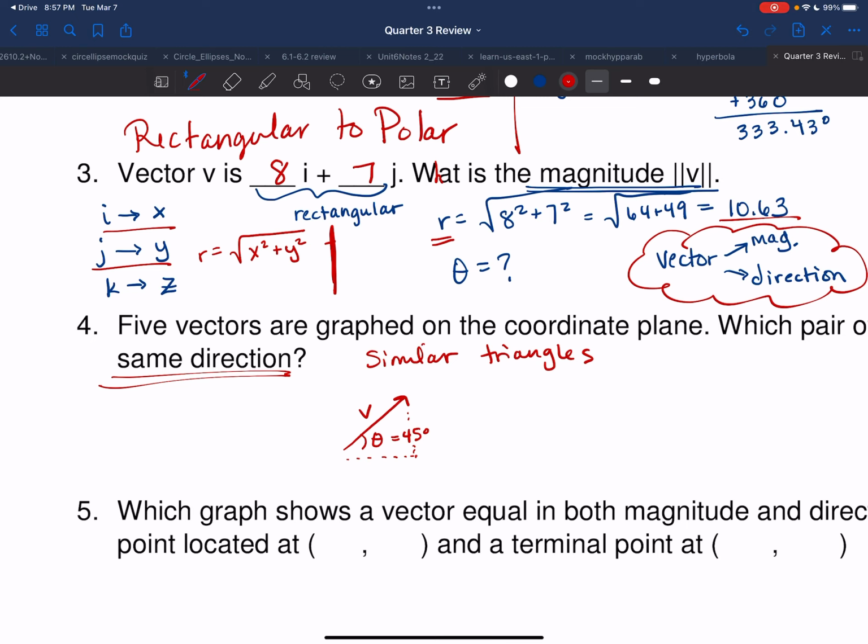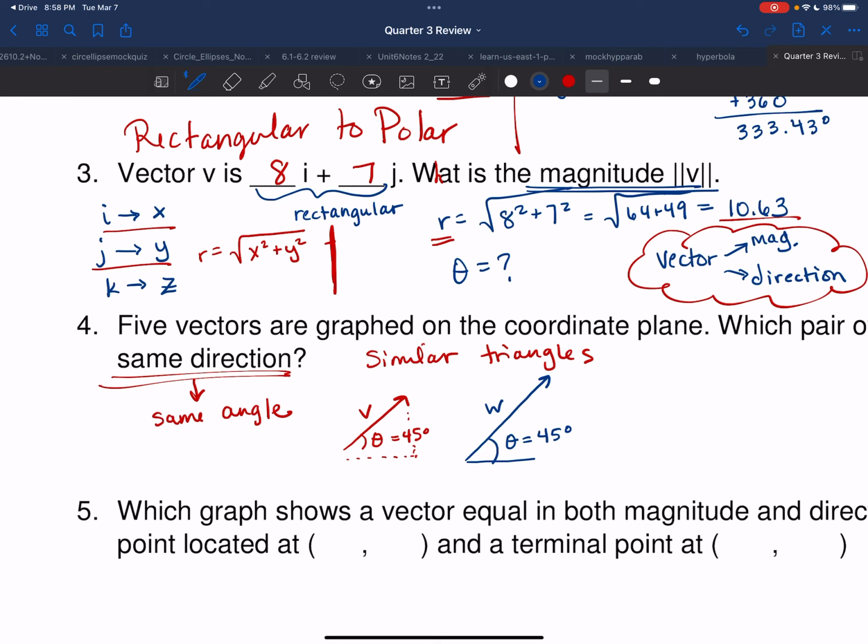So if I want to find something that's going in that same angle, even if the vector is a different value, and let's say this is called W, as long as that angle is identical, you have the same direction. So same direction means same angle. Okay? So you're looking for two vectors with the same angle.